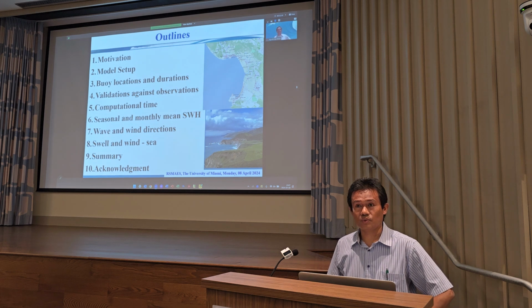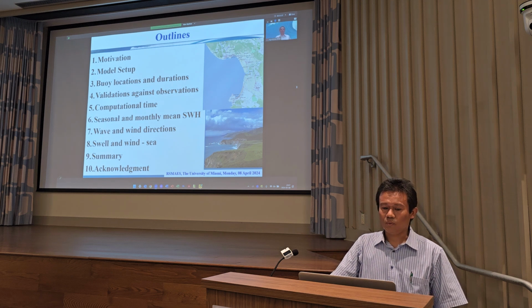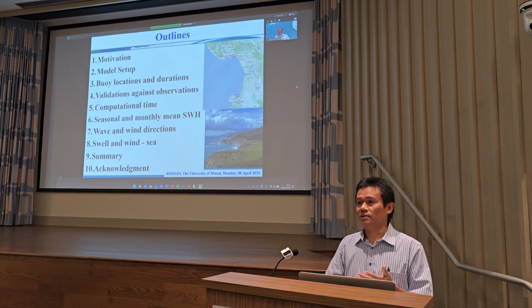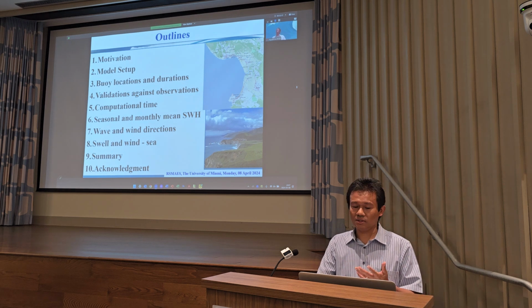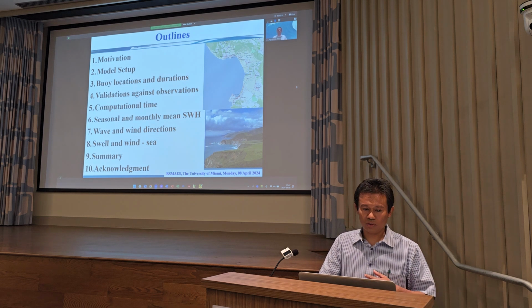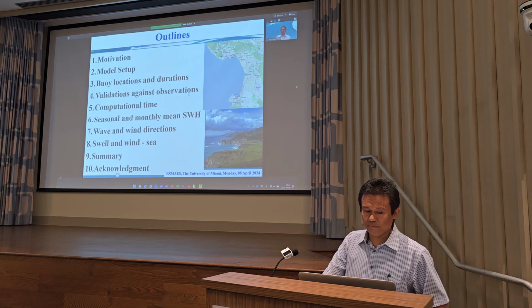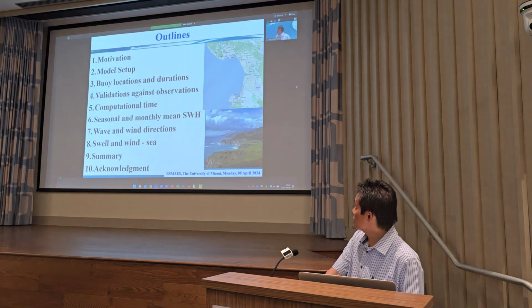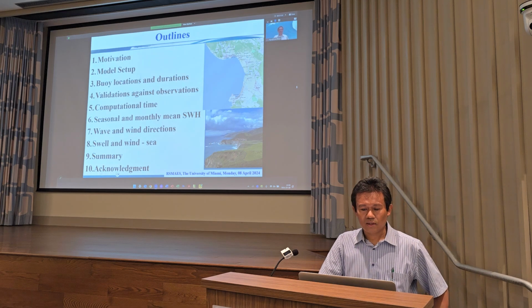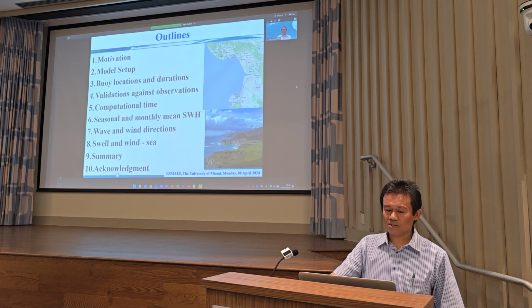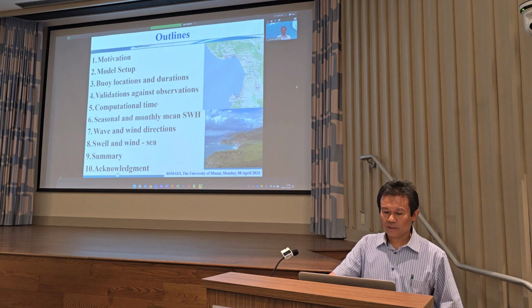So let me talk about the outline of my talk. I start from the motivations why we conducted this research, and then why we select the area, and then go to the model setup, how we downscale the model, and what's the input and output of the model. We also check the input of the wind, because the model will be verified using the buoy observations. So we are going to show the buoy locations and also the duration of the observations. And then the model will be validated against observations. And we also will show the computation time between two different source terms, ST4 and ST6.